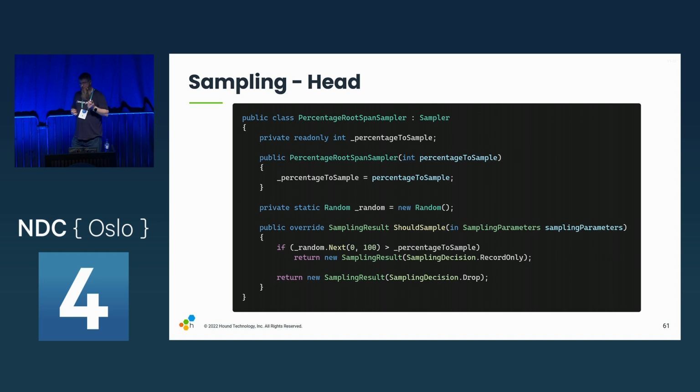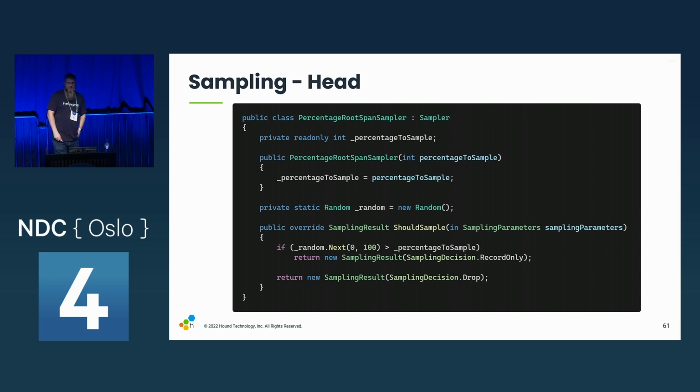So in .NET, you can write your own samplers. Please don't. It's hard. I don't understand it, and I've been doing this a while. But you can write your own samplers. This is a percentage sampler that will just randomly choose a percentage. If it's below a particular rate, and then it'll, yeah.